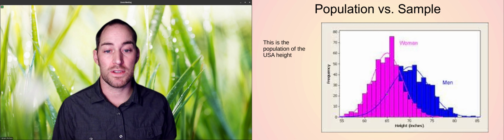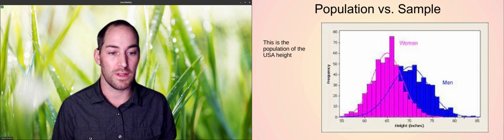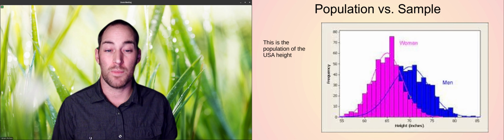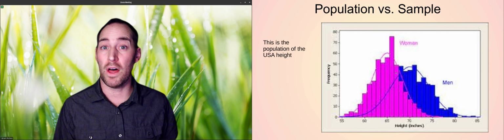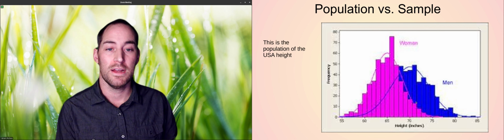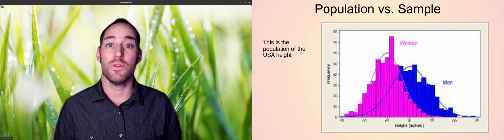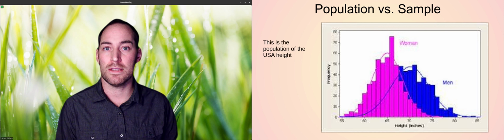And so with this, we also see this little curved line. This might look familiar to you. This might be called a bell curve or a normal curve. This is the normal distribution of these variables.